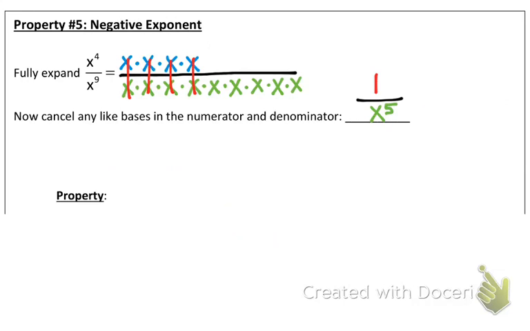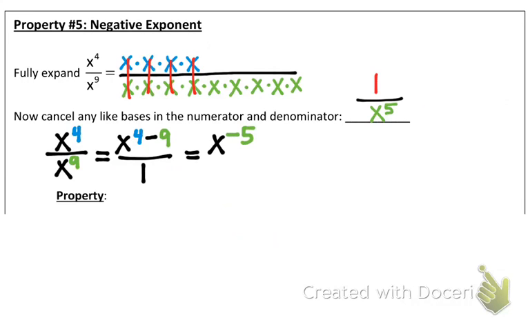Now let's try a different approach to this problem. Let's use our quotient of powers rule that we just learned to try and see if we can find a relationship between how we write our answer and our quotient of powers. So if I take x to the 4th over x to the 9th, and I use my quotient of powers, so I will take x to the 4 minus 9 over 1. X to the 4 minus 9 is x to the negative 5 over 1.